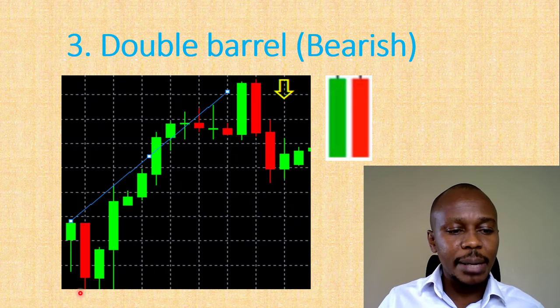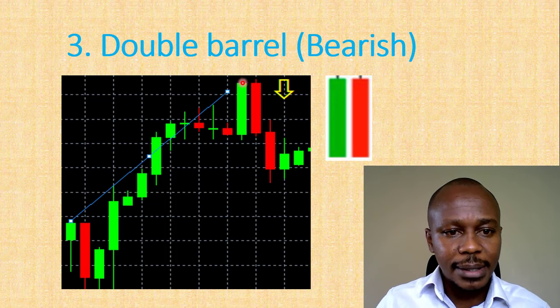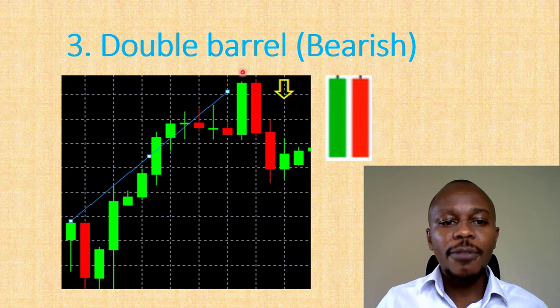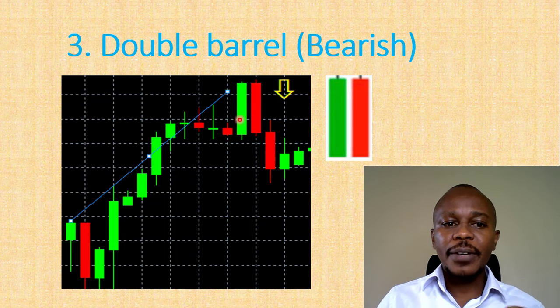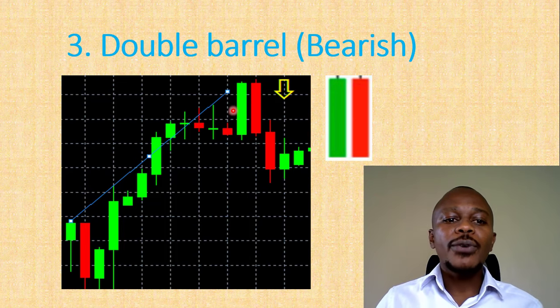You can see from this example here, price has been moving up, hits a certain resistance, the sellers come in and push it back down and forming an almost again perfect double barrel. This one will be an indicator for you to take an entry.